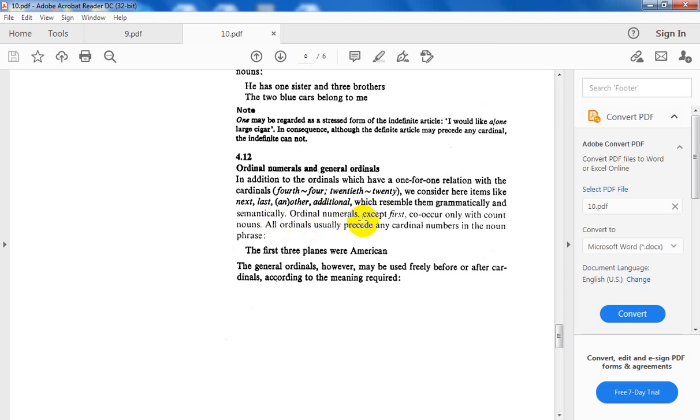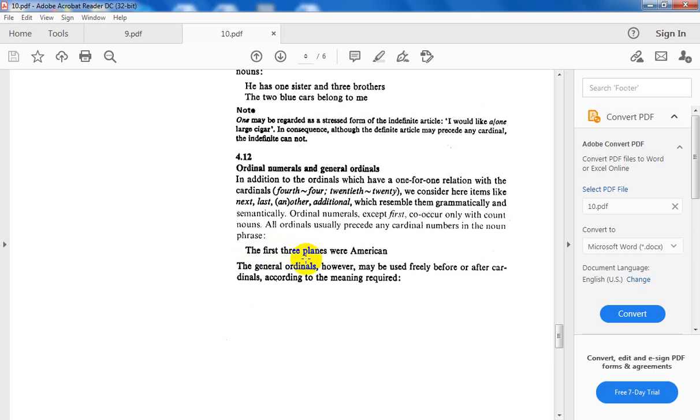Ordinal numerals, except first, co-occur only with count nouns. All ordinals usually precede any cardinal number in them. If you have an ordinal and a cardinal in the same phrase, which comes first and which comes next? You see here the idea. If you have a cardinal and an ordinal, put the ordinal before the cardinal.